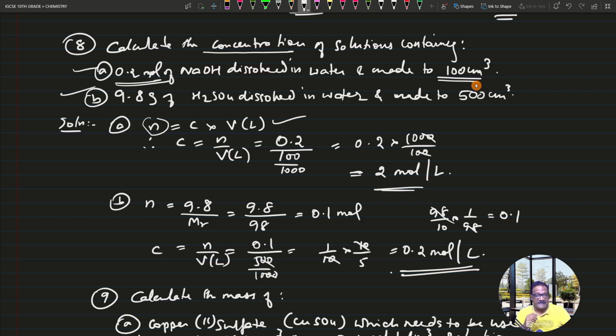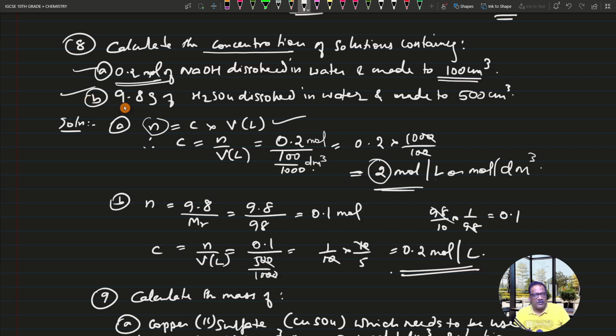But you have to take care of the units. So we'll arrange this as C is equal to n upon V, and n we will take 0.2. Volume we are not going to take as 100, we are going to take 100 upon 1000, because we have to convert centimeter cube into decimeter cube. This is decimeter cube, this is mole. Now if you do this calculation, 0.2 into 1000 upon 100, that works out to 2, and the unit will be mole per decimeter cube, or you can say mole per liter. That was the A part of the answer.